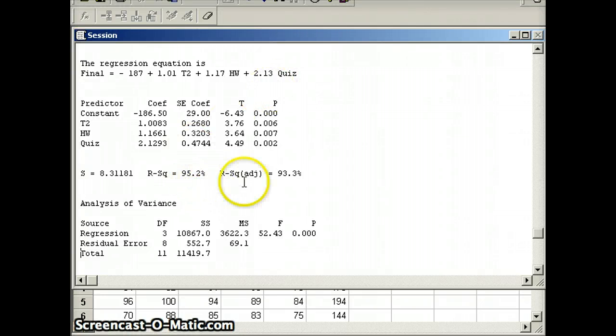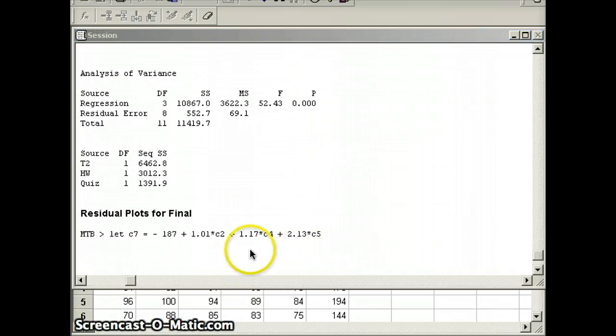You'll notice down here we have R square. R square also tells us something about how good our predictor is going to be. The R square is high. So our regression equation here is fairly good. So we've got our regression equation. Let's see how close our actual numbers were to what we predicted. So inputting the regression equation, negative 187 plus 1.01 times C2 plus 1.17 times C4 plus 2.13 times C5, we're going to store that in C7, and we'll see what that's going to look like.